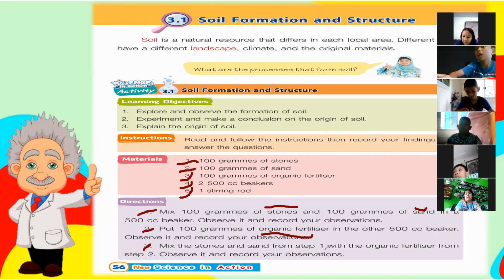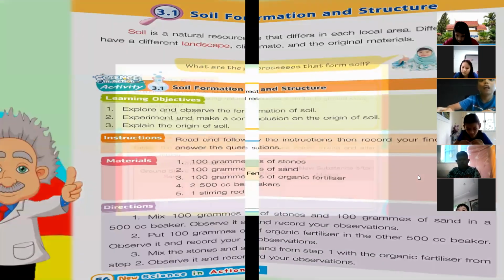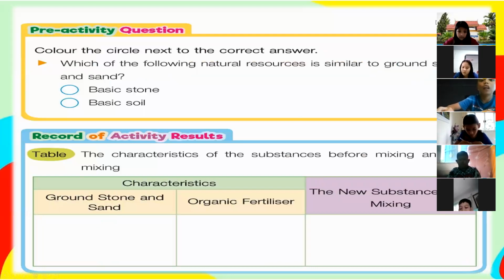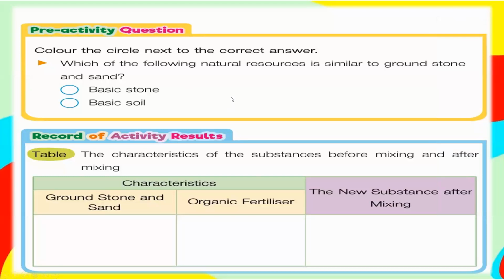We're going to mix the stone from step one and the sand with the organic fertilizer. We have the fertilizer, we're going to mix with stone and sand from step two, and then we are going to observe. Now, let's see, what do we observe here after following all these directions? So our observation will be like, which of the following natural resources is similar to ground stone and sand.